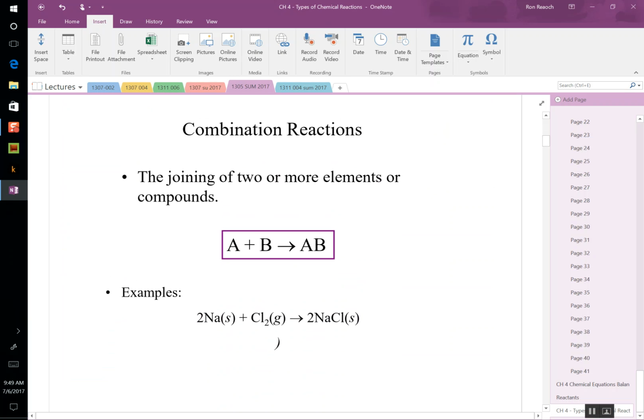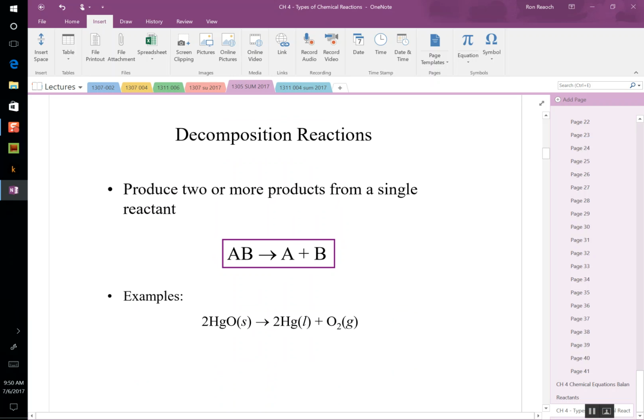Okay, so one simple category is combination reactions. An element plus another element forming a compound. Or sometimes it can be an element with a compound forming a new compound. But in combination, you have two things coming together as reactants to form a third final product. So there's an example. Sodium plus chlorine forms sodium chloride. Hydrogen plus oxygen forms water. Those are combination reactions.